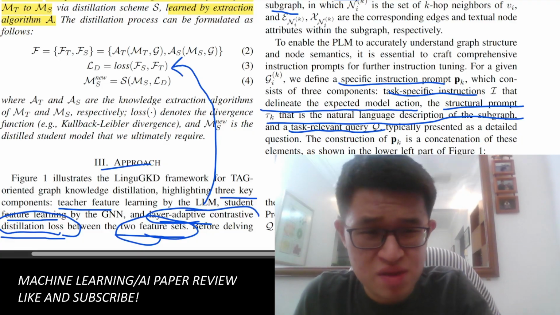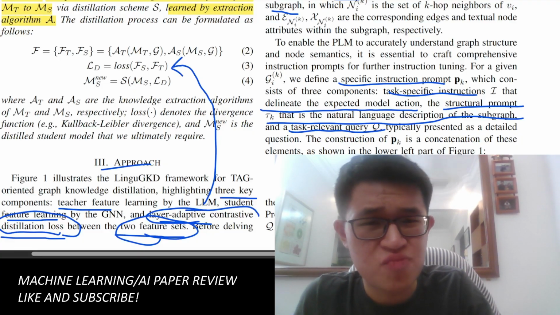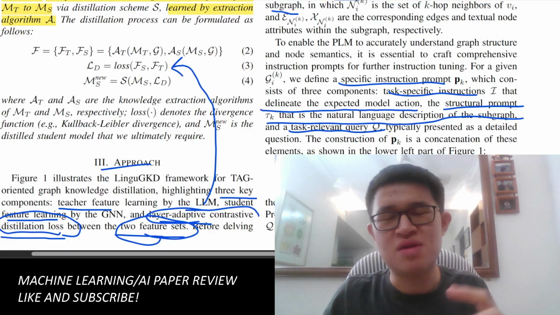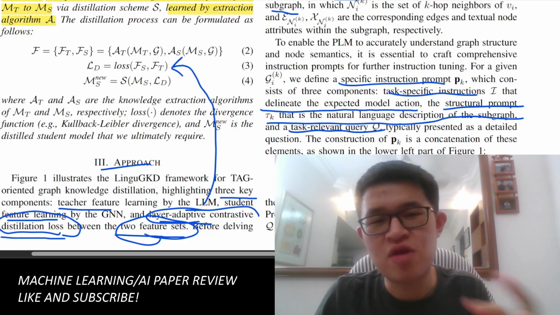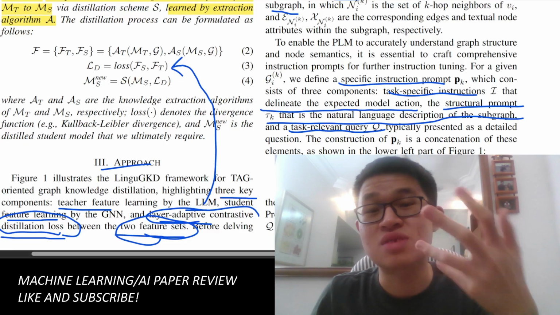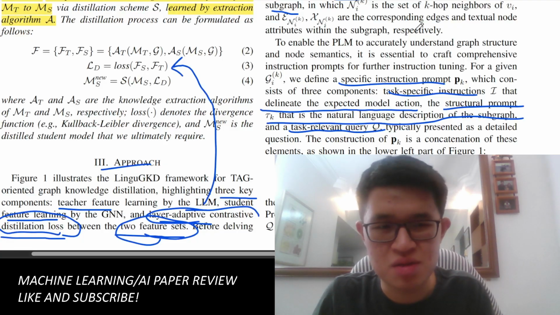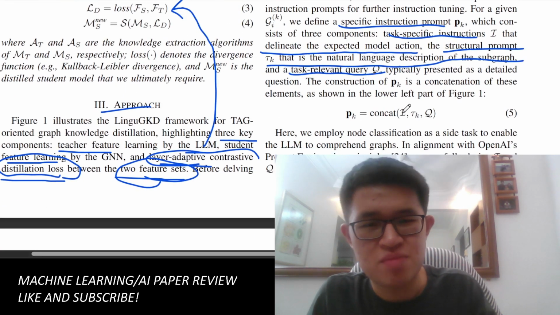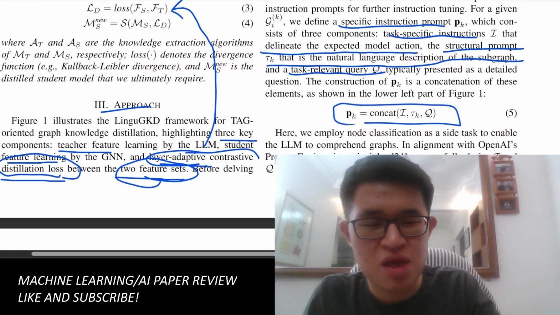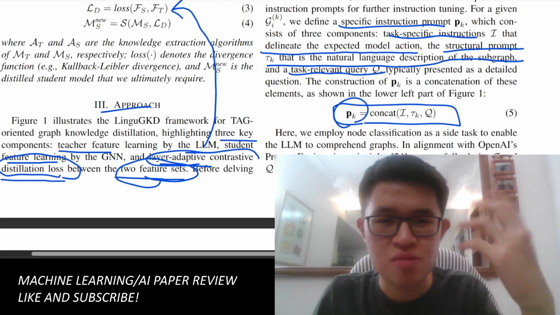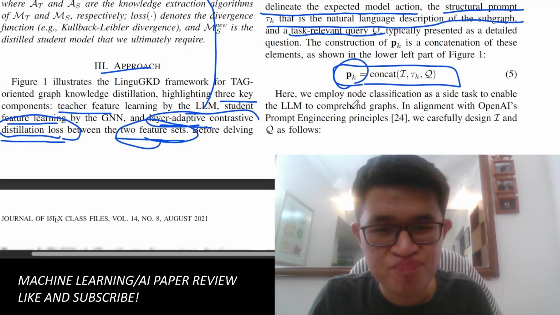So what they're basically saying is that they're essentially taking each subgraph and trying to get the LM to understand it and create a description from it. Got it. And then basically concatenate everything and make PK, right?